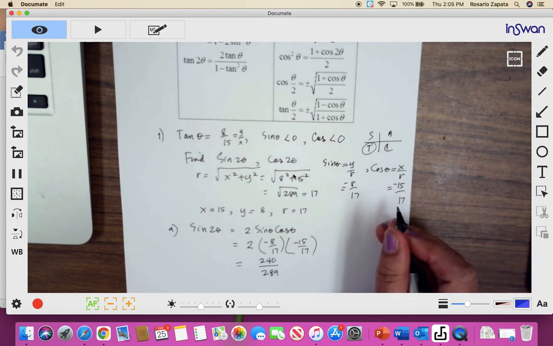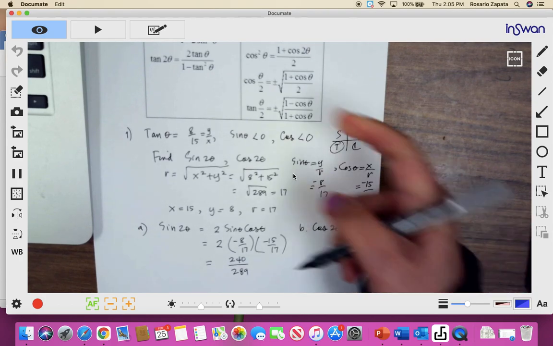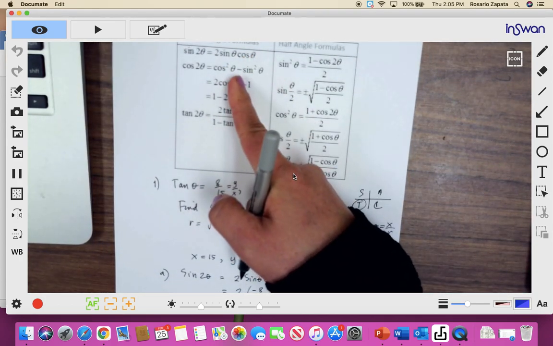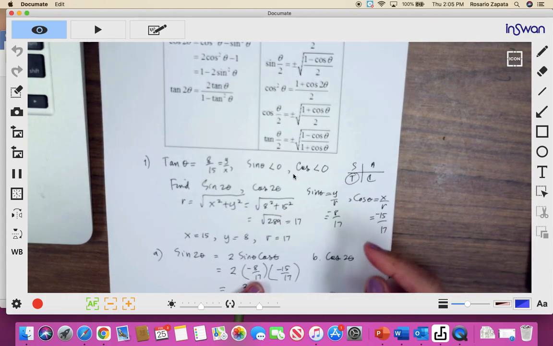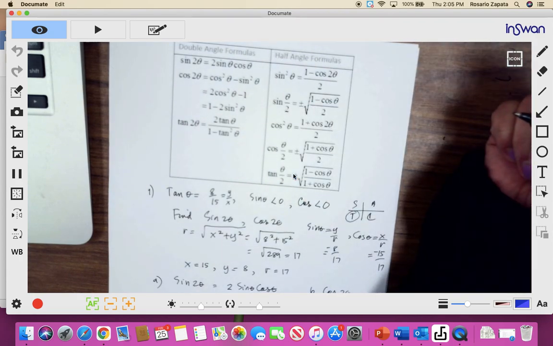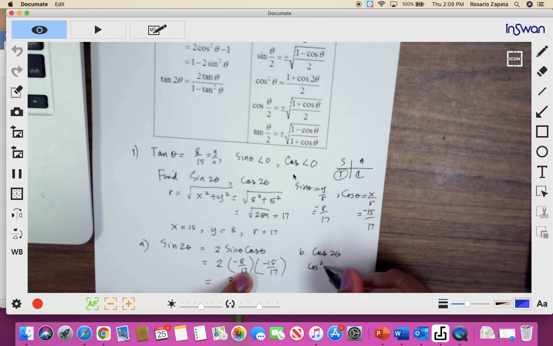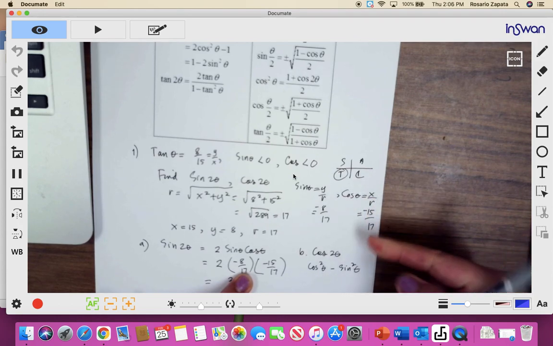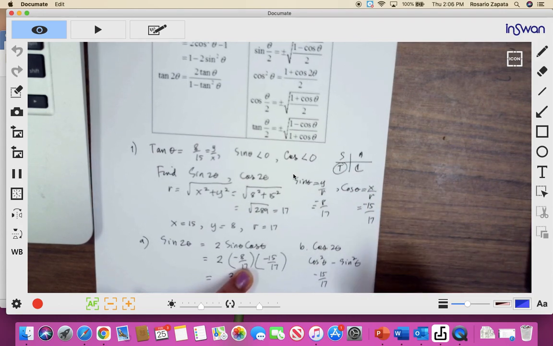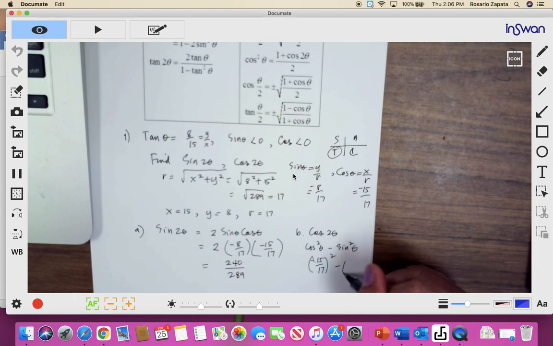Now, let's find what is the value of cosine 2 theta. And we know by identity, it's equivalent to cosine squared theta minus sine squared theta. We can actually use any one of these. We can always get the same answer. I'm going to prove it to you later. So let's say I will try to do it with cosine squared theta minus sine squared theta. And we know that cosine is negative 15 over 17, and then we need to square that. Minus negative 8 over 17, and we need to square that.